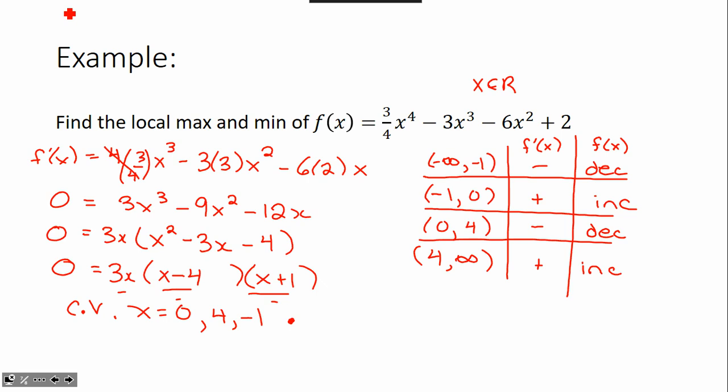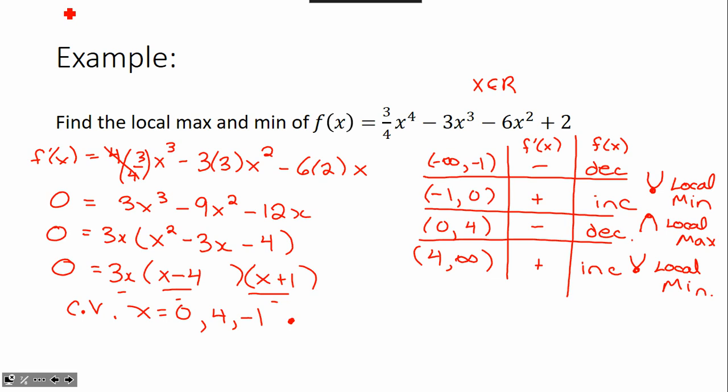And so what did we find? We found that from a decrease to an increase, we have a local min right here, and increase to a decrease, we have a local max. And then over here, decrease to an increase, again, we have another local min.